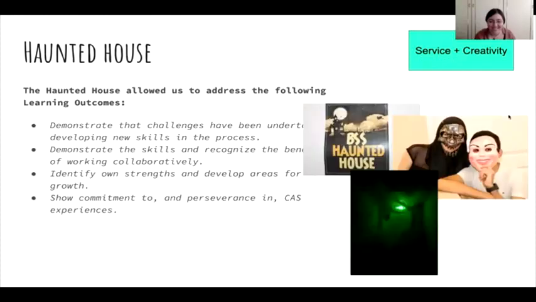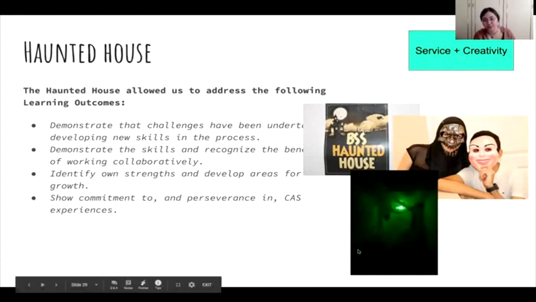Next slide. So yeah, here are some photos. It was difficult to take photos because it was so dark, but as you can see, it was very, very frightening.